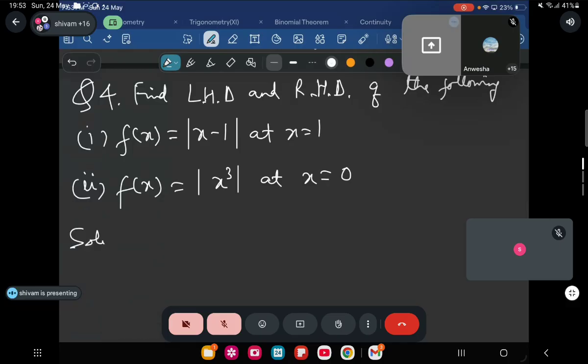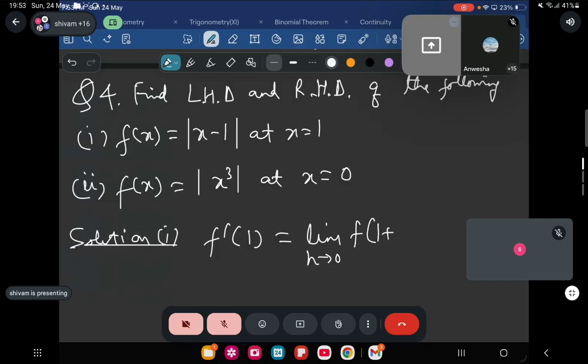Okay, everyone, let us start. f of x equal to mod of x minus 1. Yes, Shinika, right answer. So what is f dash at 1? f dash at 1 will be equal to limit h tends to 0 of f of 1 plus h minus f of 1 upon h.